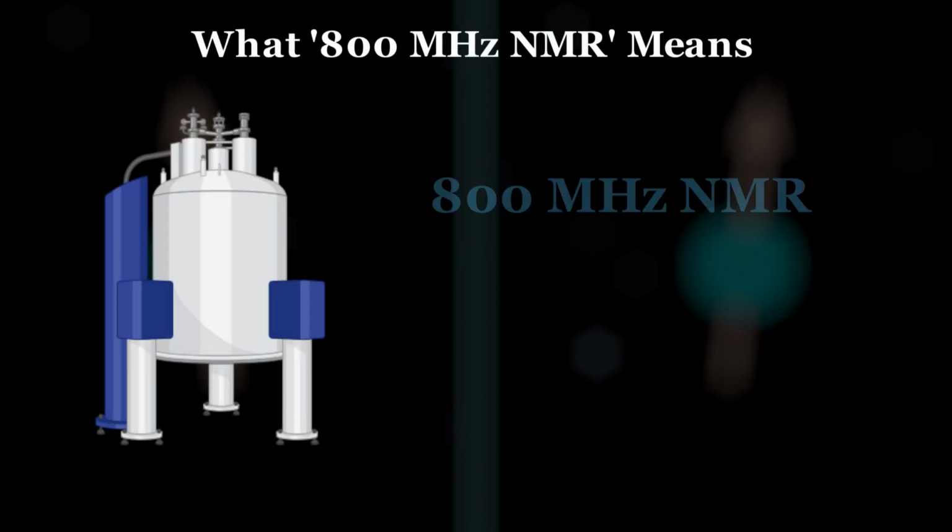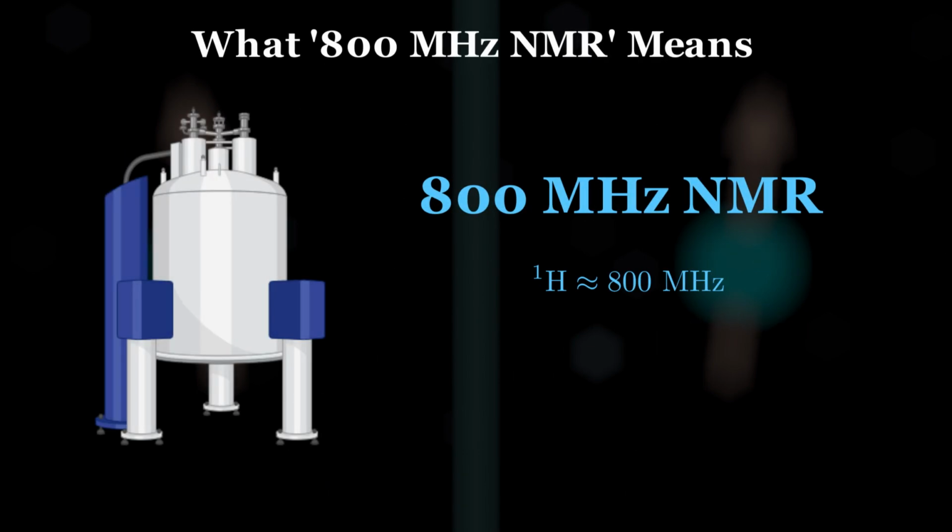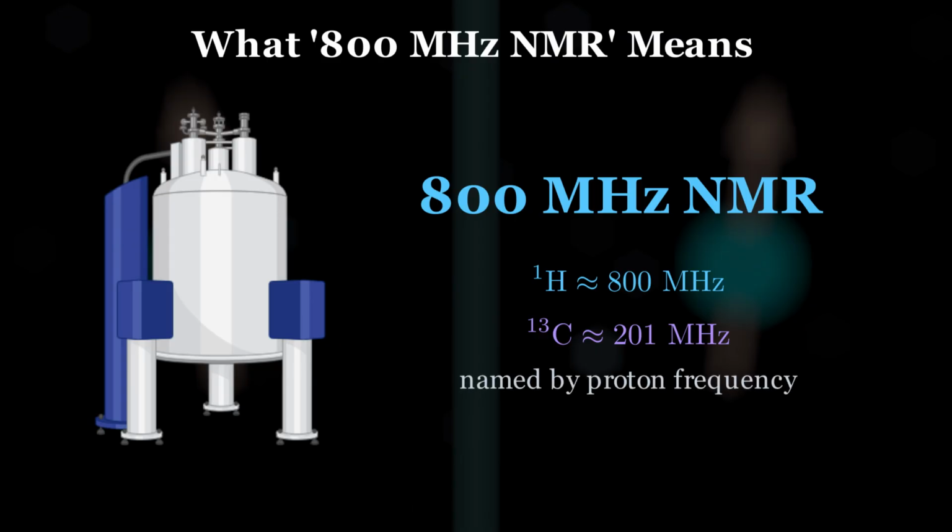And this is exactly where we get the names of 500 megahertz NMR or 800 megahertz NMR. Instead of naming NMRs after their magnetic strength in Tesla, we're actually just naming them after the Larmor frequency of hydrogen in hertz. So an 800 megahertz NMR means that hydrogen precesses at about 800 million cycles per second in that magnet. Carbon-13 in the same instrument would not be 800 like we just saw, it would be around 201. But as far as naming goes, we'll always just go with the hydrogen's Larmor frequency.